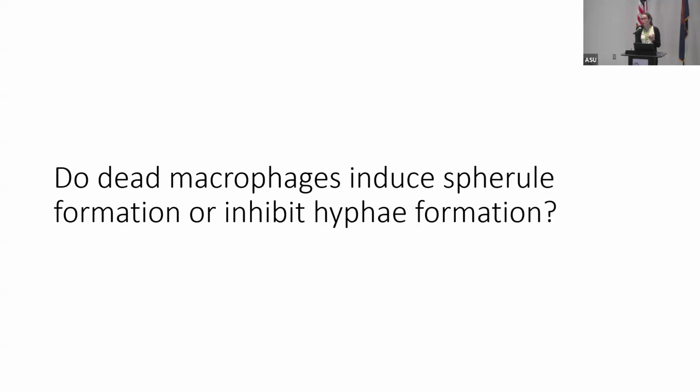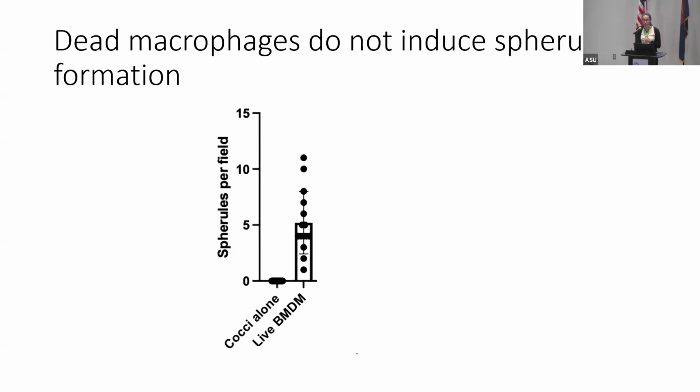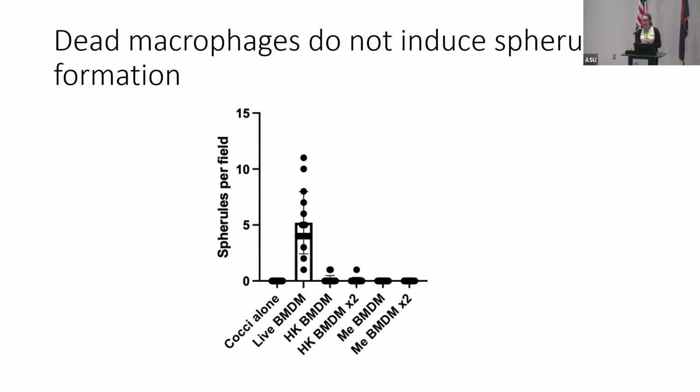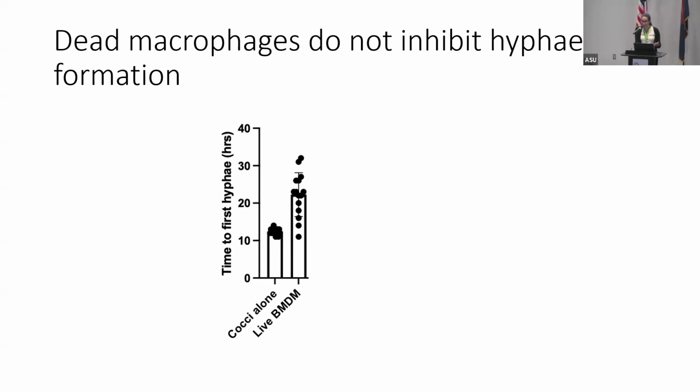So I wondered if dead macrophages could really induce spherule formation. I killed macrophages in a couple of ways. I used heat to kill them, or I treated them with methanol to fix them so that we could expose different things on the surface. And when I did this, although live macrophages indeed could increase the number of spherules, dead macrophages, heat killed or methanol treated, and even when I added twice as many cells to increase contact, we didn't see that increase. And the same thing was true in terms of inhibition of hyphal formation.